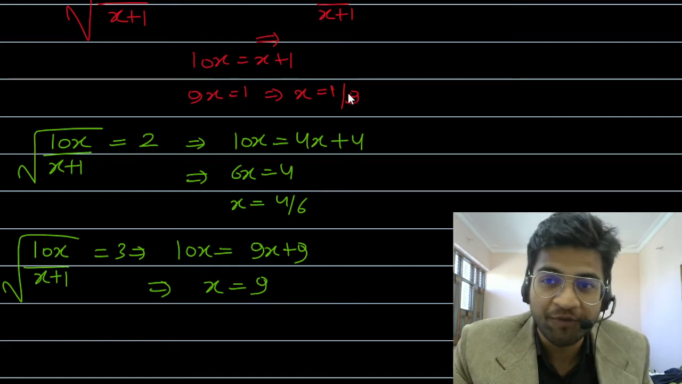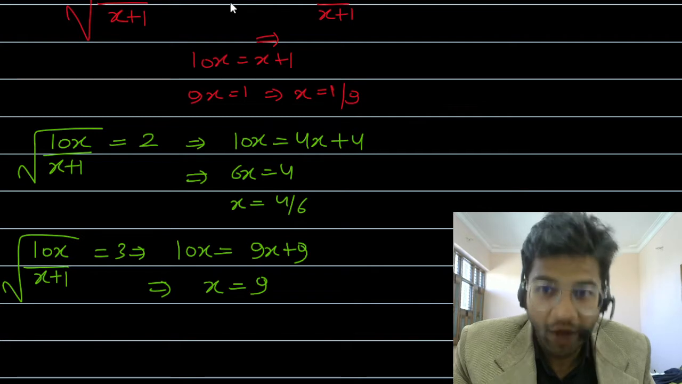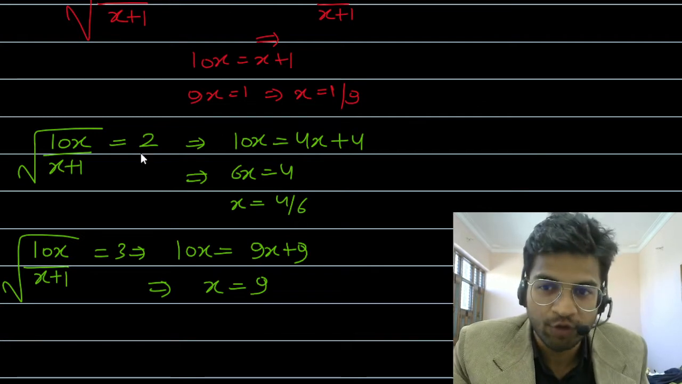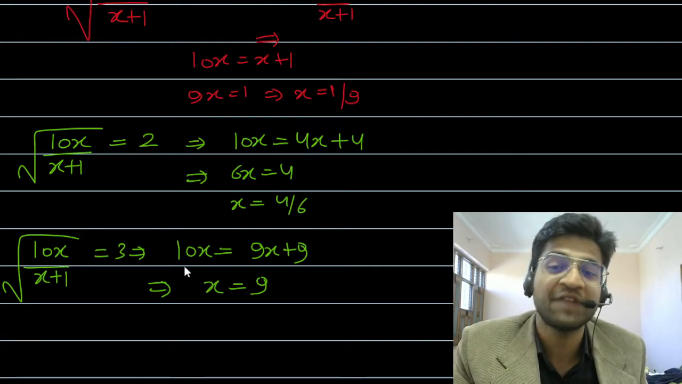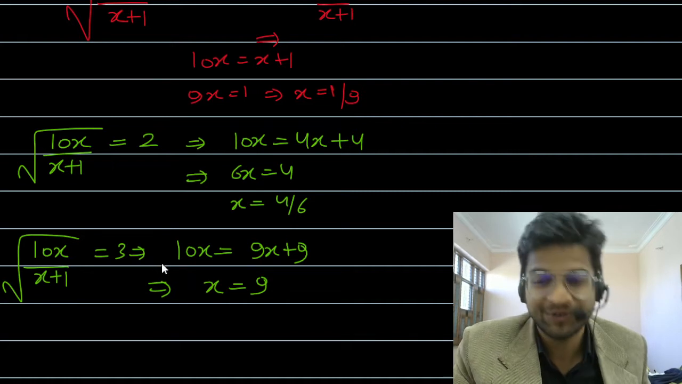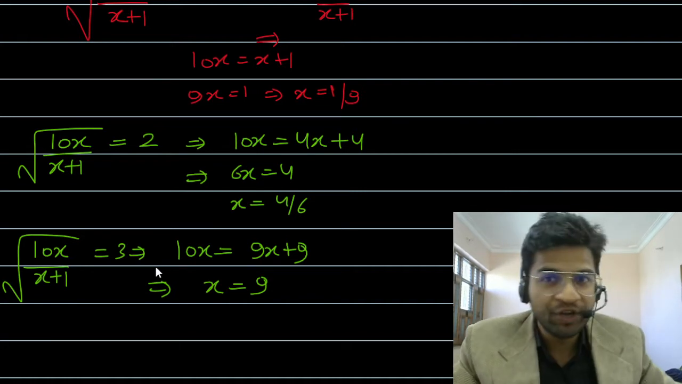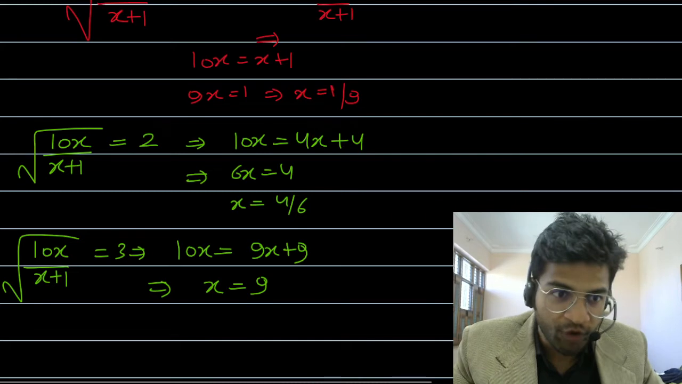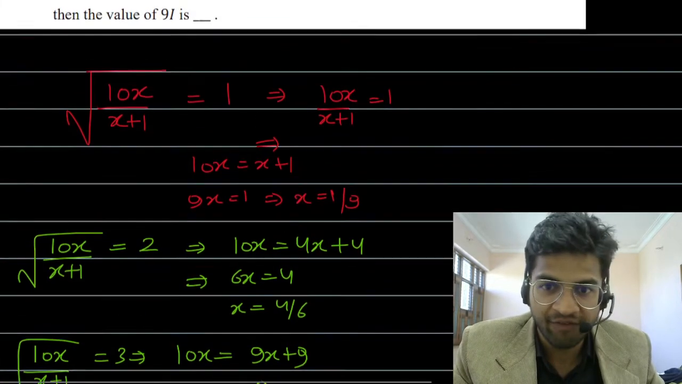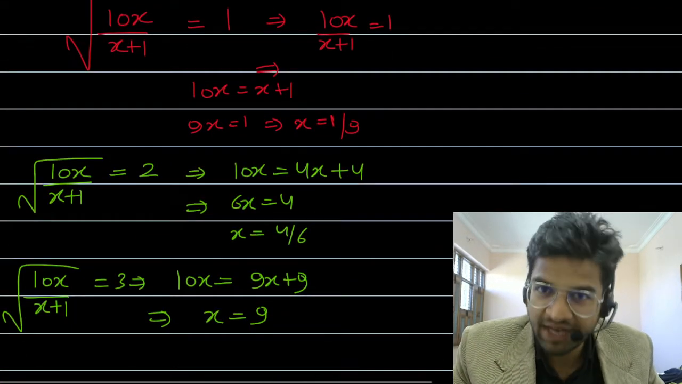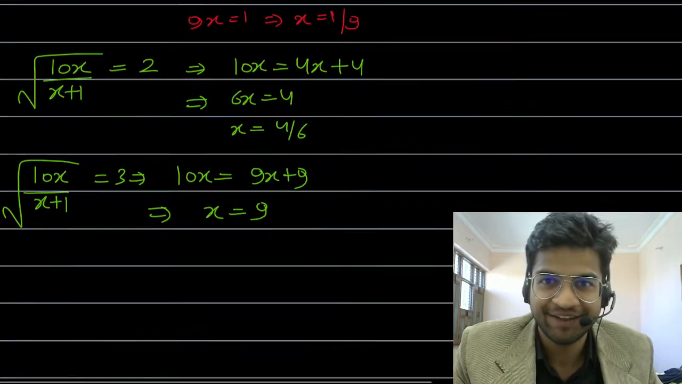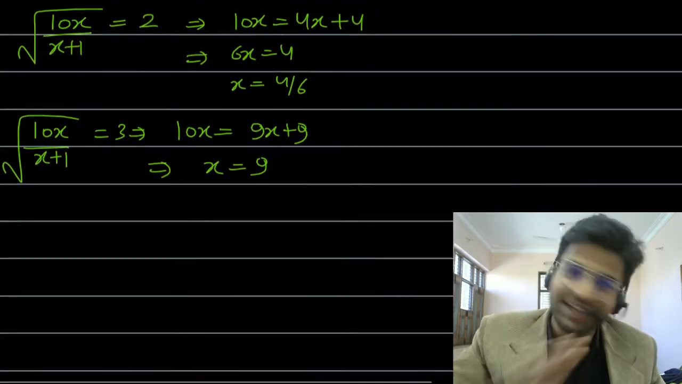So for x equal to 1 by 9, we have the root of this as 1. For x equal to 4 by 6, we have the root of this as 2. For x equal to 9, we have the root of this as 3. So that is a big jump. We need not worry for what values of x we have to break. We have to break at 1 by 9, at 4 by 6, and at 9. So that is not a big deal. Certainly not a big deal.